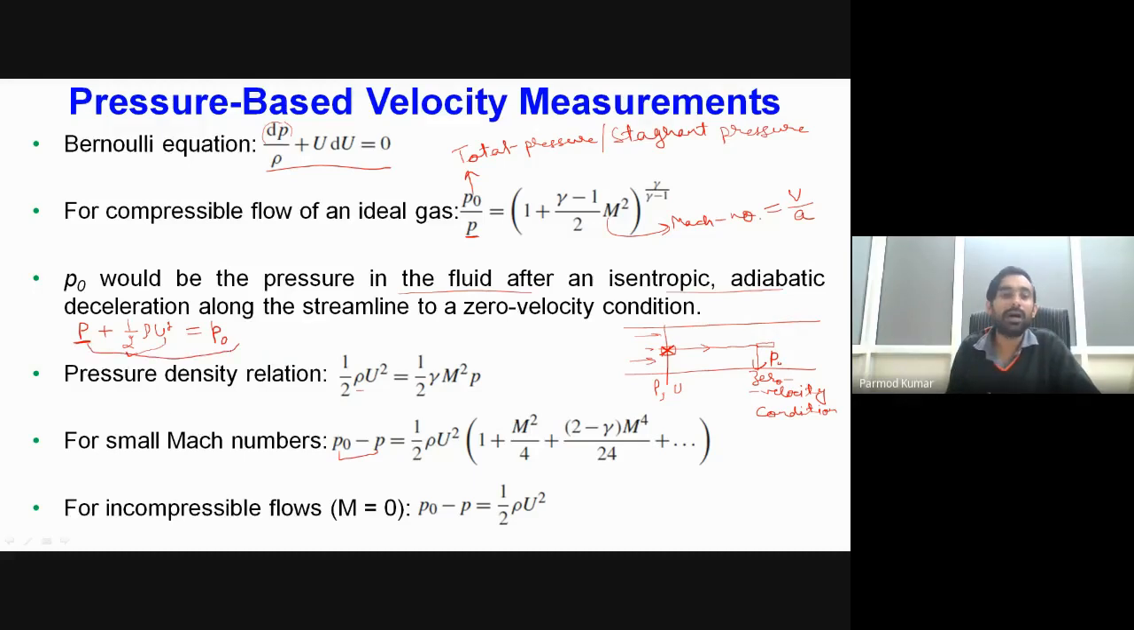In general, if we consider the generalized equation which gives the relationship between the total pressure and the static pressure, it is this particular equation. If we have a compressible flow situation, we will have a significant value of the Mach number, and we can substitute that value over here. What I have included here tells the relationship between the pressure and the velocity.